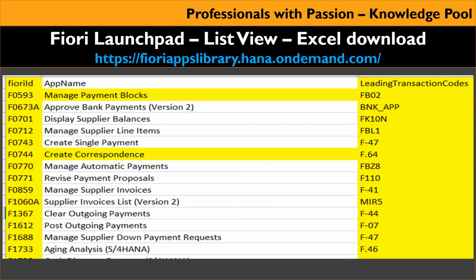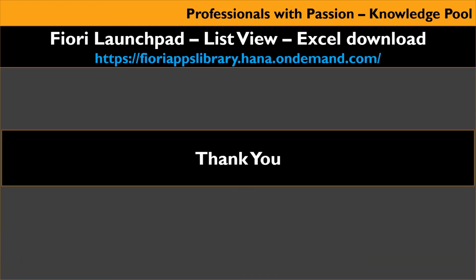For example, I highlighted a few things. We have the Fiori app ID, the name of that app, as well as the SAP transaction code. In this way we can extract these things, and it is easy to remember, and we can analyze and advise the customer. So if the customer comes up with a transaction code and Fiori app linkage, we can provide it this way. Thank you so much.